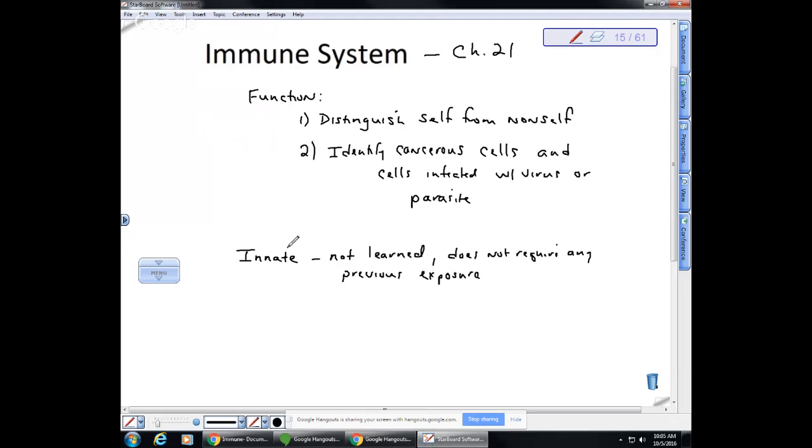Okay. And this is as opposed to adaptive immunity. So innate immunity versus adaptive immunity. And adaptive means that it is learned. Right. So exposure can enhance the immune response.